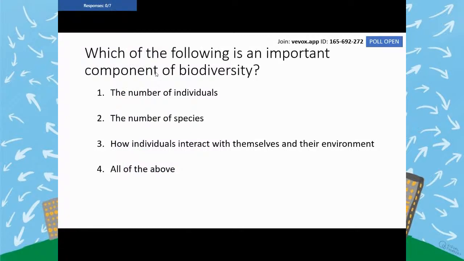We've got a few multiple choice questions for you. So pick an answer. Which of the following is an important component of biodiversity? Number of individuals, number of species, how individuals interact with themselves and their environment, or all of the above?